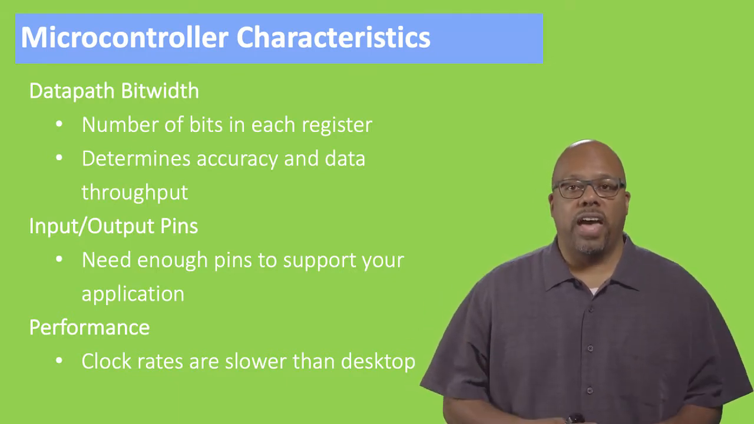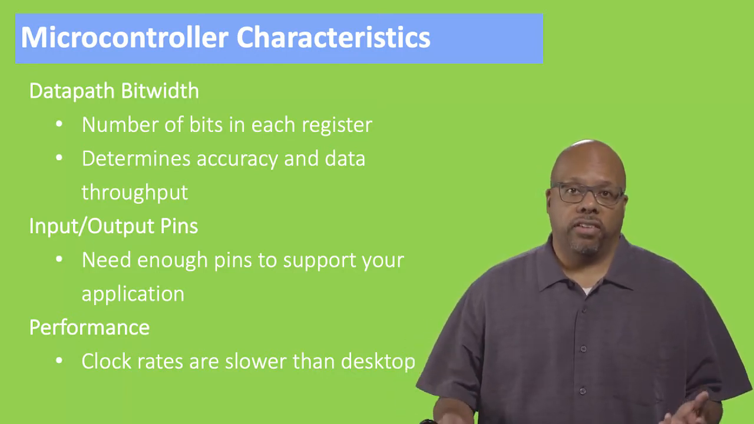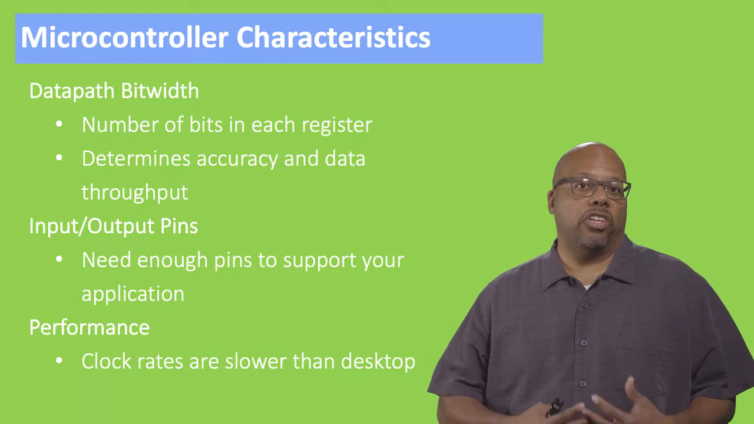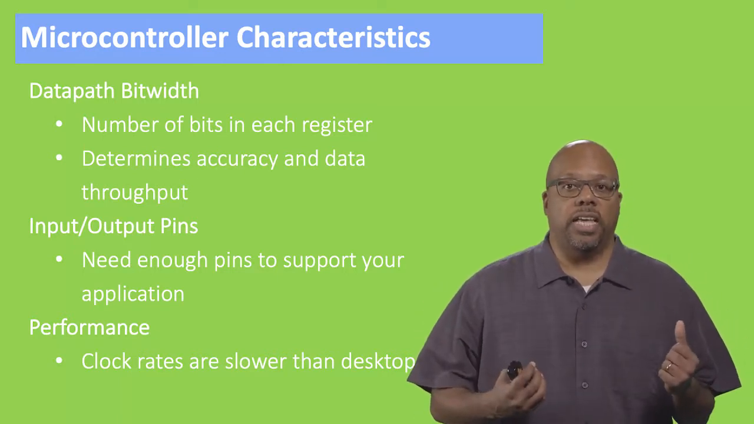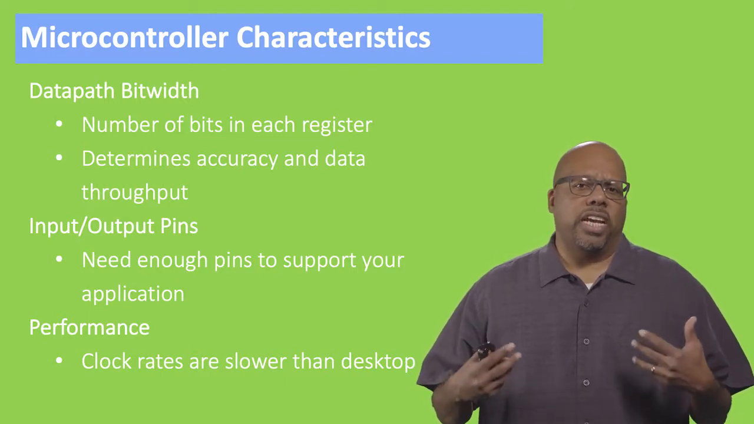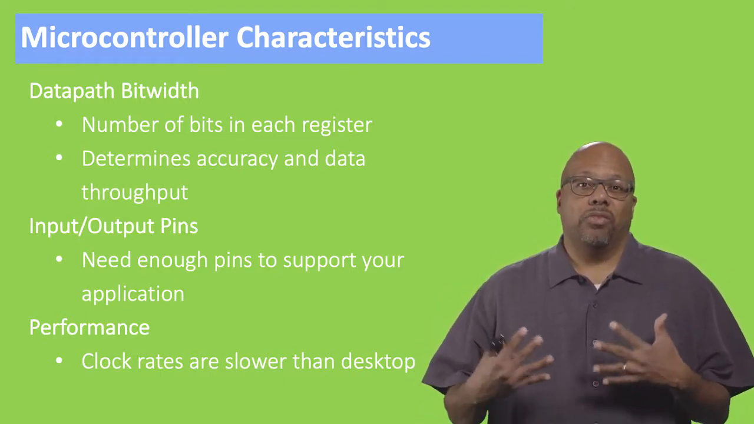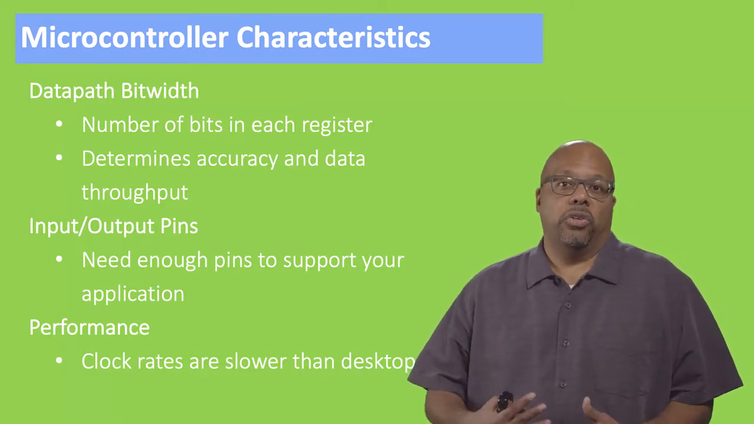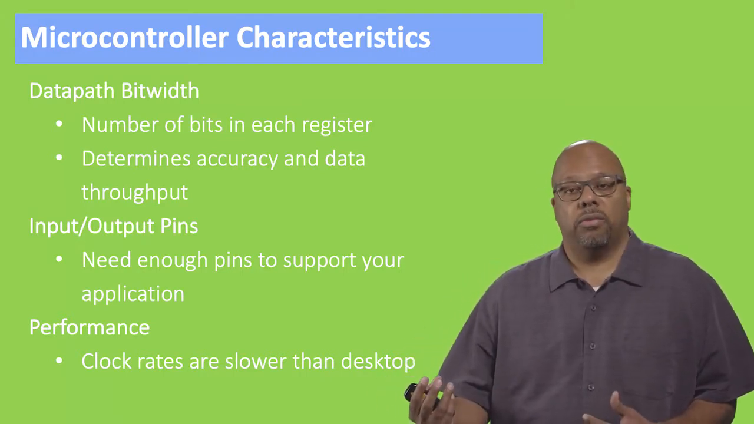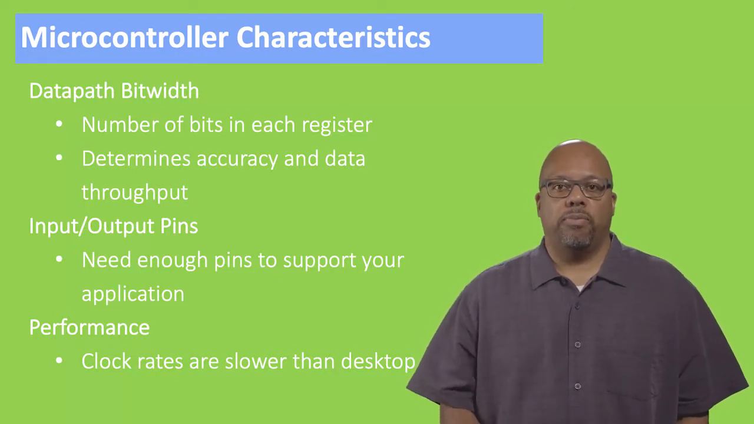Okay, so what do I mean by that? If you have more bits, like 64 bits, let's say, that means you can get more accuracy than you could with 16 bits, something like that. So you get more accuracy, you get more data throughput. Basically, if you're processing on 64-bit numbers, there's more data processing that you can do than if you're processing on 8-bit numbers. Now, we're not going to go into architecture, but roughly that's what data path bit width means.